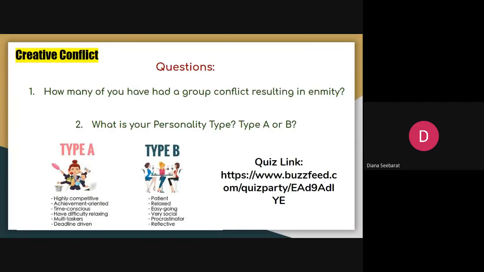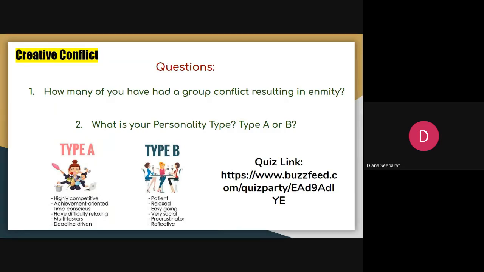And the type B are patient, relaxed, easygoing, very social. They procrastinate a little more and they are reflective. So it pertains to your work ethic. If you can do an assignment gradually, piece by piece, that's what it means.